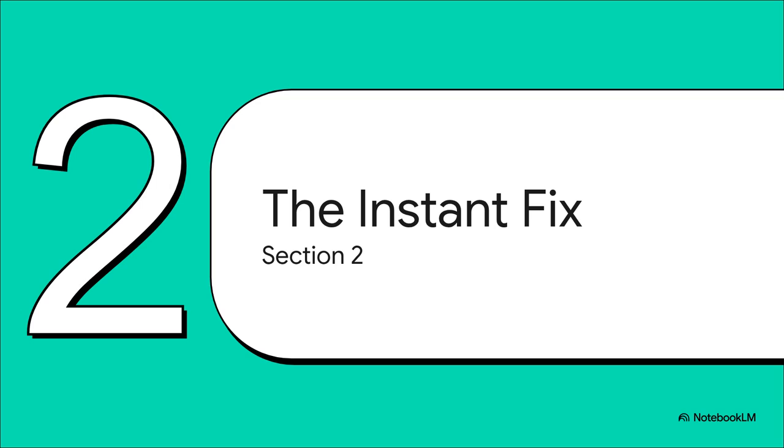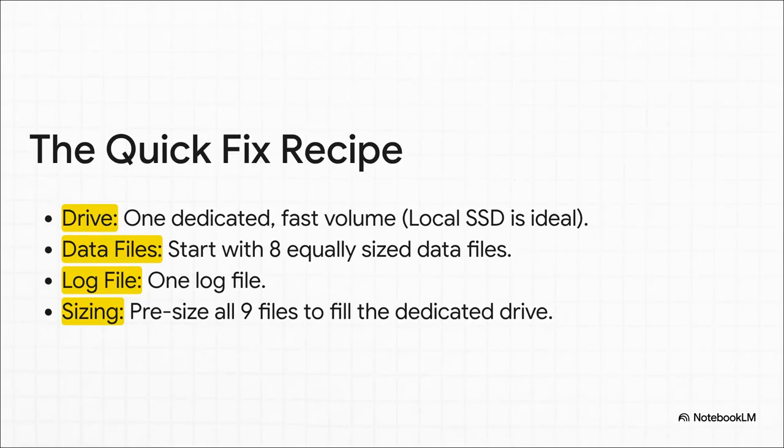Okay, enough theory. We get it. It's a busy place. So let's cut right to the chase. I'm not going to make you wait for the good stuff. Here it is, the cheat sheet for a perfectly configured TempDB. This right here is the golden ticket. Seriously, screenshot this. Put TempDB on its own dedicated fast drive. Local SSD is absolutely king here. Create 8 data files and make sure they're all the exact same size, 1 log file. And then pre-size all 9 of those files to completely fill up that drive. No more surprises with auto growth, just solid, predictable performance.